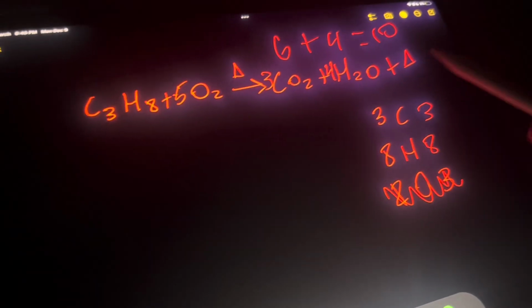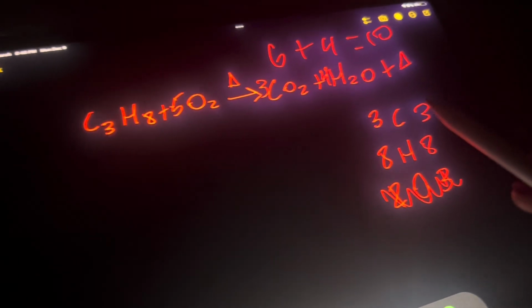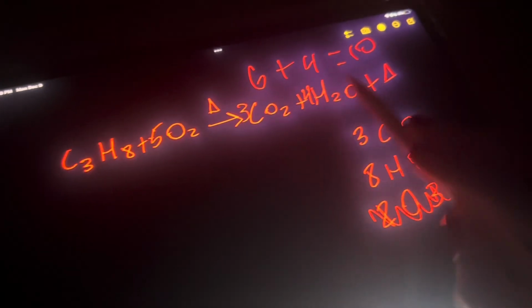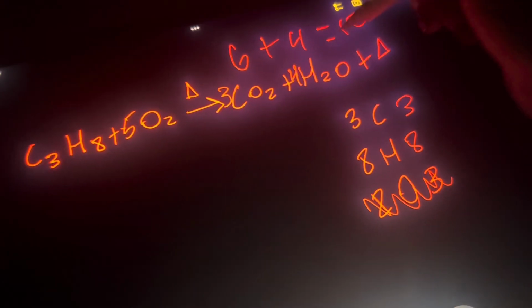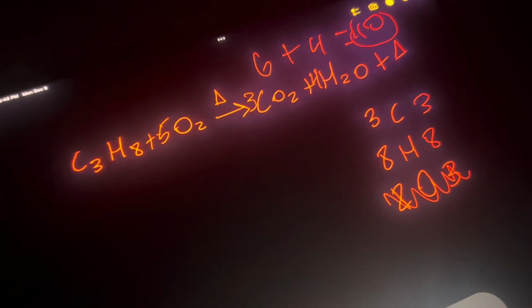So it's much easier to do the first method, but if you want to do this method, don't mess with the O's. Just get your C's balanced and your H's balanced, and then after that, find the total oxygen and make sure that this oxygen right here equals this total amount, or whatever total amount you're getting in your equation.